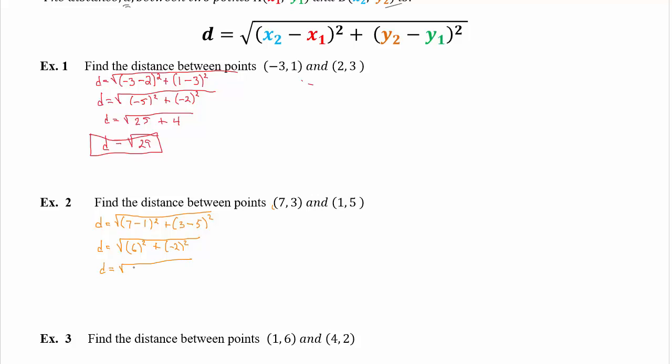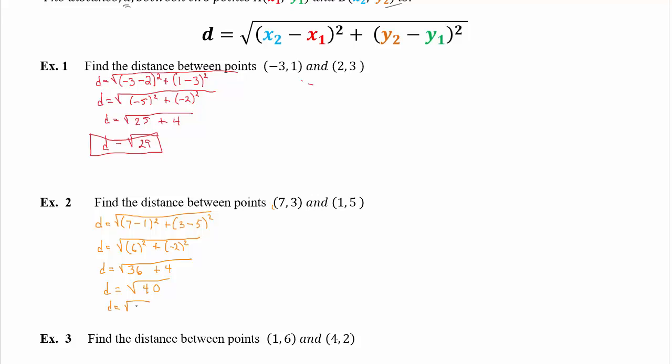D equals 36 plus 4. D equals, add 36 and 4 and get 40. So that should be our answer, but the question is, can we simplify this? Is there any perfect square factors of 40? And the answer is yes.